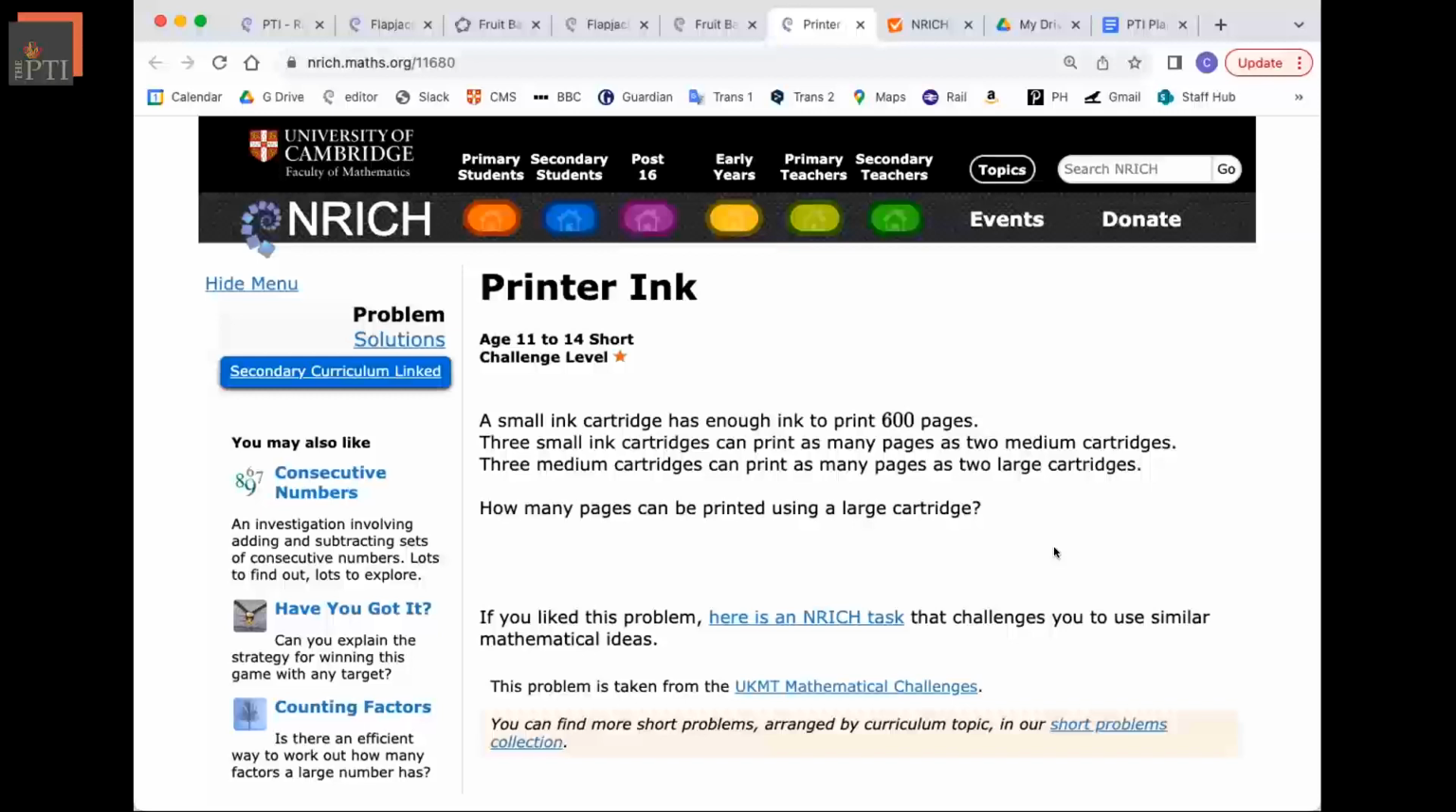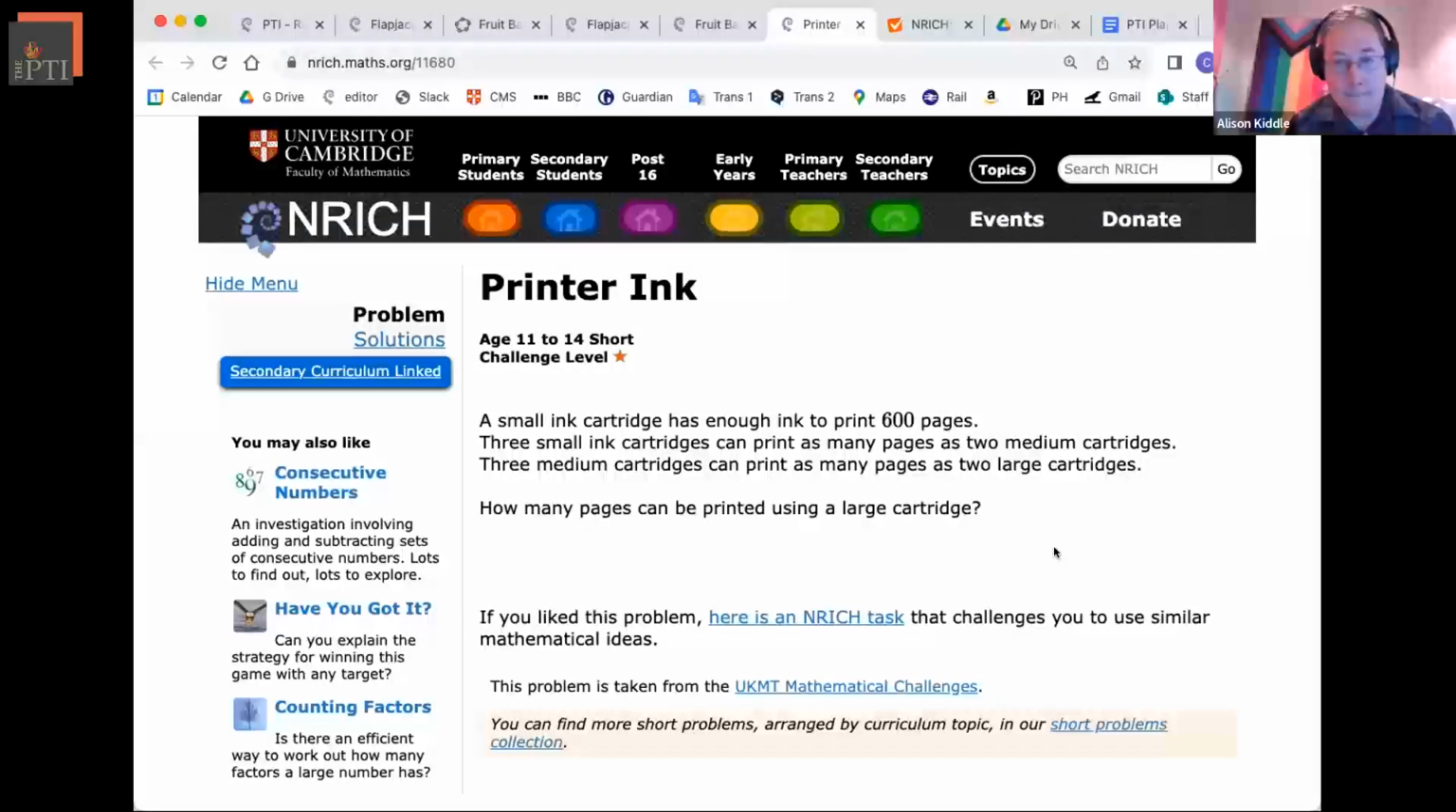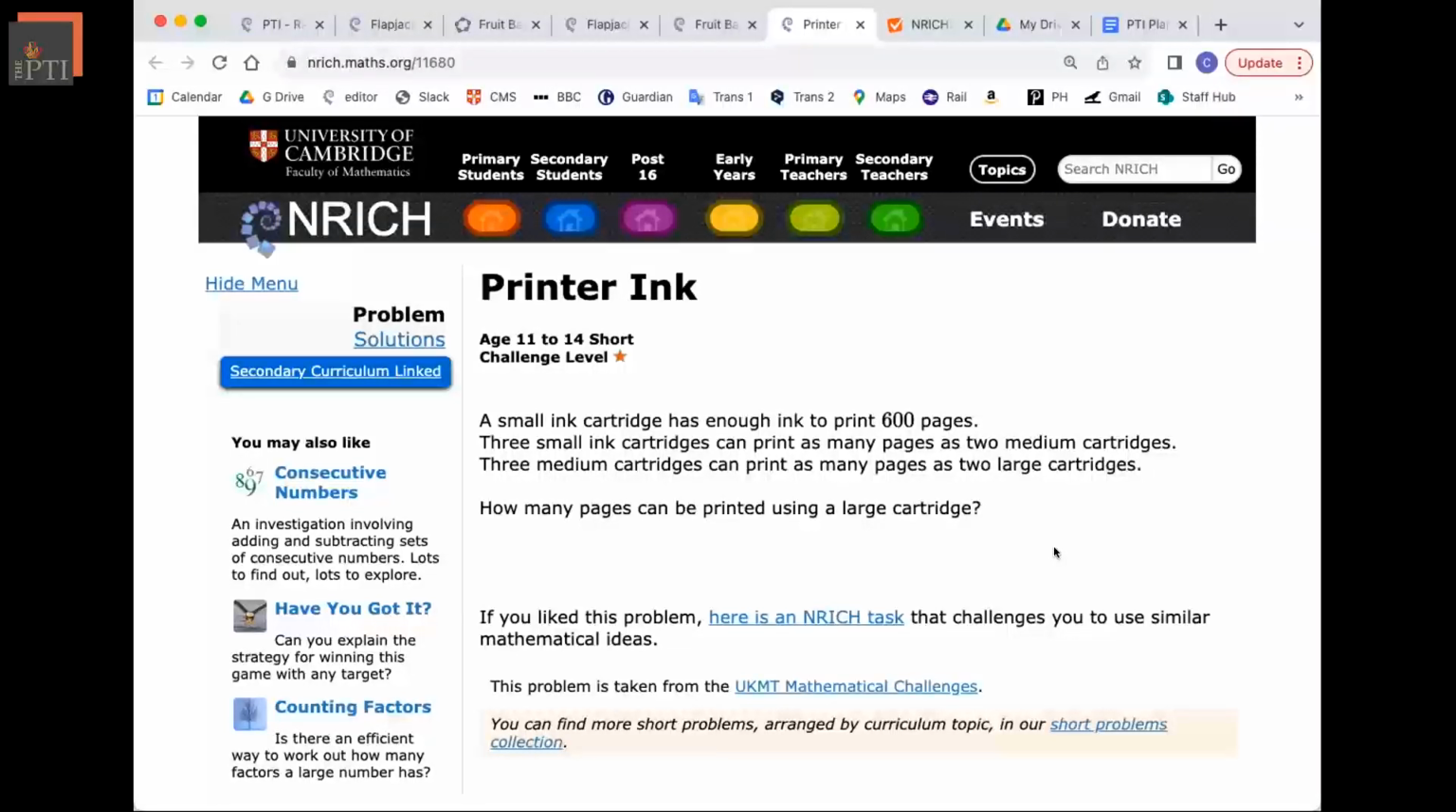So I drew a rectangle to represent 600, so a small cartridge. I then drew another 2 underneath it, so I had 3 of those. And then I cut it in half so that I had a medium. And then I did another 2 copies of what I had next to it. So I had 3 mediums, and then I cut that in half to get 1 large.